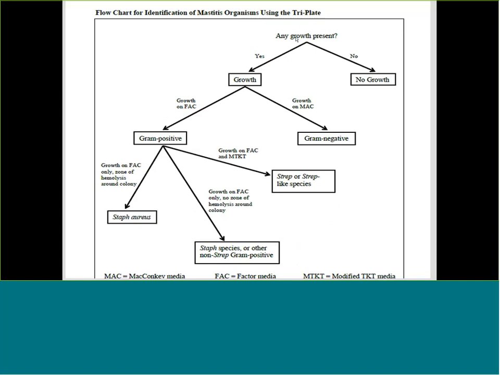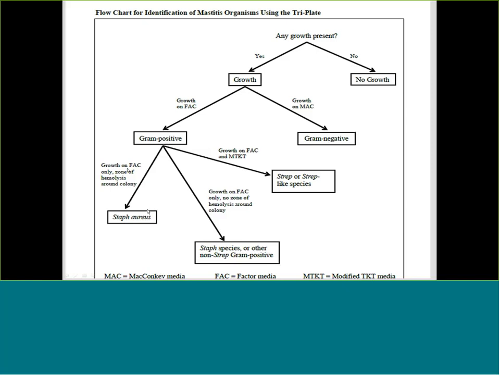So you look at this and you go, okay, did anything grow after 24 to 36 hours? If there's no growth, then you can work with your veterinarian and come up with a plan for what to do with those. I'm going to suggest if it's those grade 1 or 2 severity mastitis, probably they don't need to be treated. If something grew on the plates, then you go, okay, did it grow on the factor media or did it grow on the MacConkey? And if it grew on the MacConkey, it's a gram-negative. And again, for those grade 1 and 2s, if it's a gram-negative, the data shows you probably don't need to treat them.